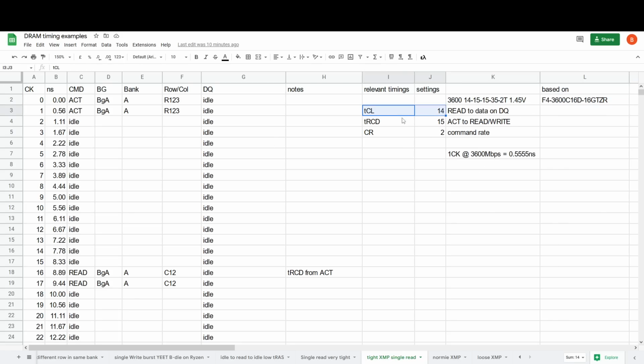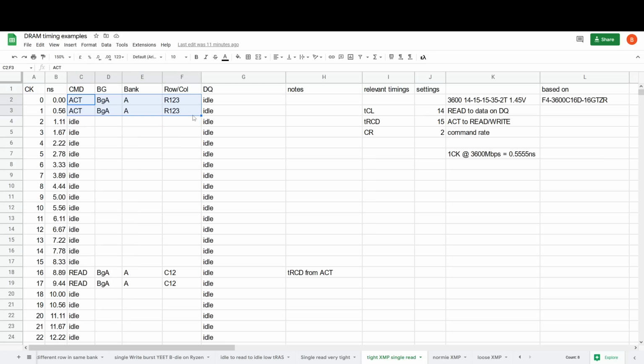So tCL is 14, tRCD is 15, and for command rate, we're assuming an Intel memory system for convenience here. The default behavior is to default to 2T, especially at something like 3600 megabits per second. The reason you would have a 2-cycle command rate is that if there's any signal integrity issue or timing mismatch between the memory stick and the memory controller, holding the command on the command bus longer makes it a lot easier to read. It basically just makes it easier.